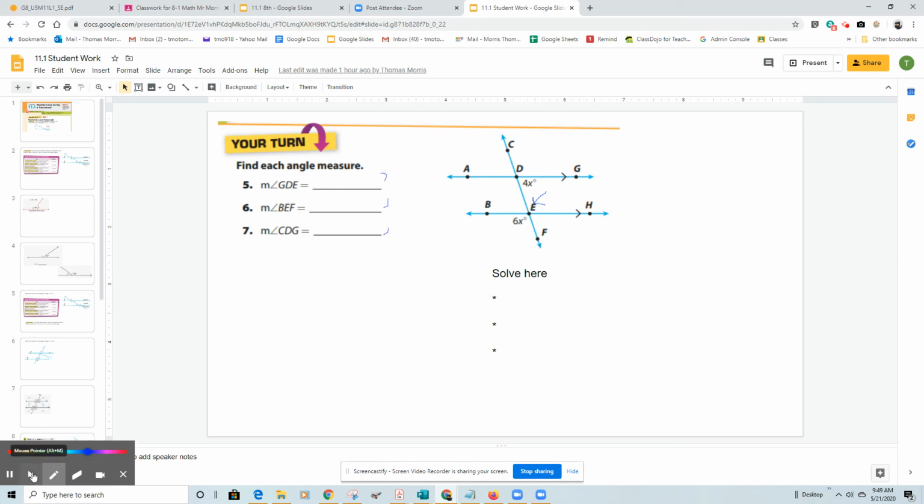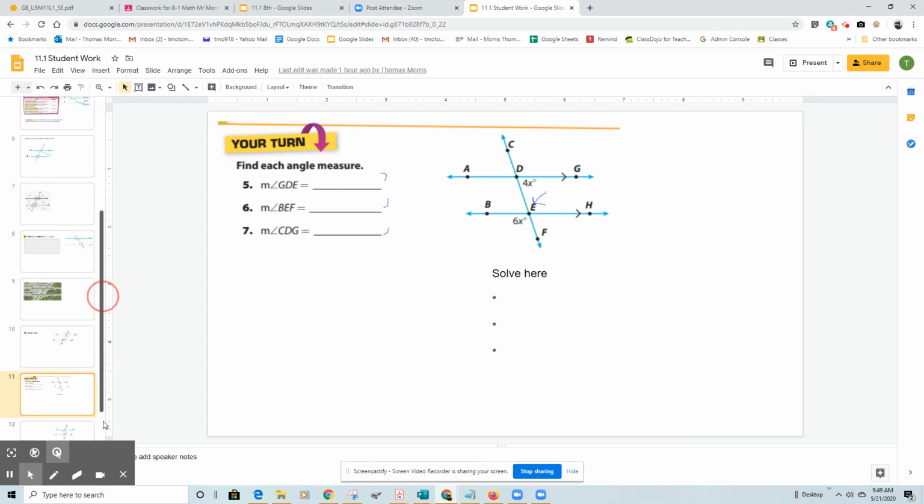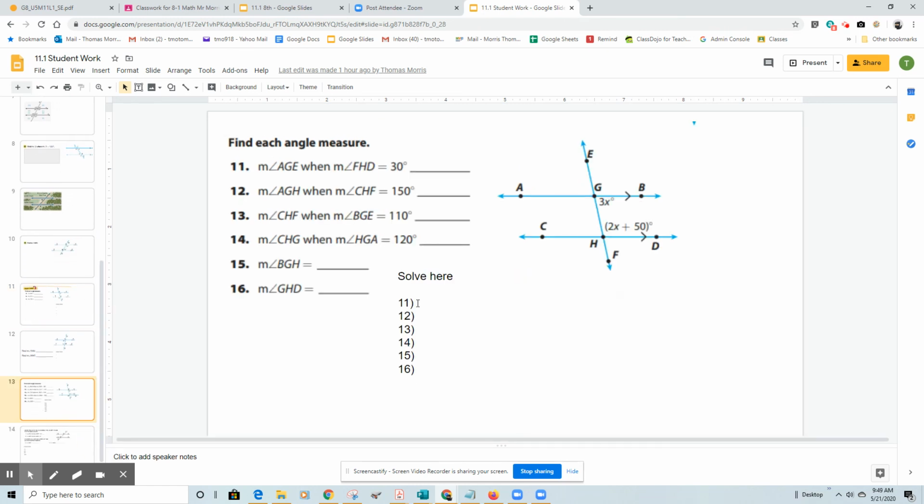All right, so on the rest of the problems, just to show your work, take a look here. I would write in the amounts on your piece of paper or such, and remember to match them. All right, so AGE when FHD is 30, so find FHD, there's 30. So now you're looking for AGE. All right, so is that the same looking at it as the 30 degrees? Is it the same, or is it the supplement that goes with it?